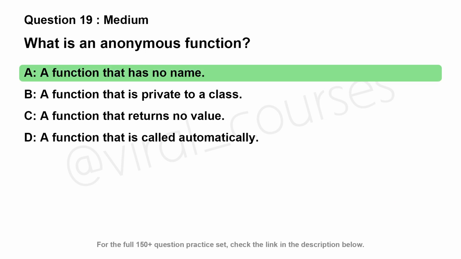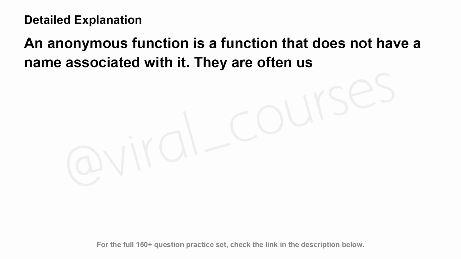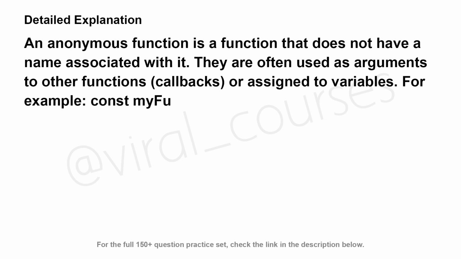The correct answer is A. An anonymous function is a function that does not have a name associated with it. They are often used as arguments to other functions, callbacks, or assigned to variables. For example, const myfunc = function() { }.